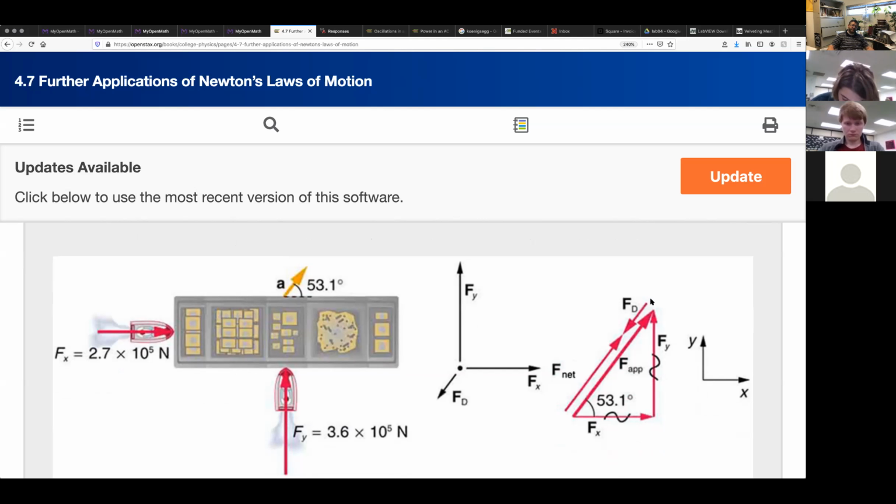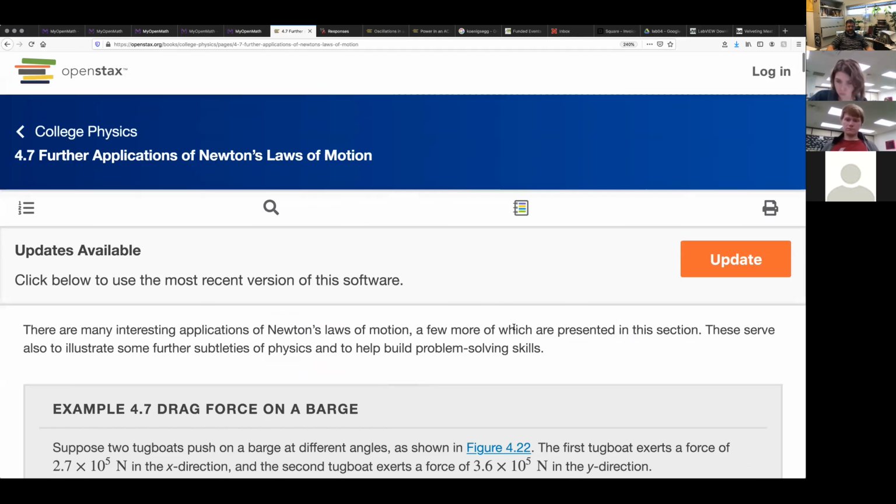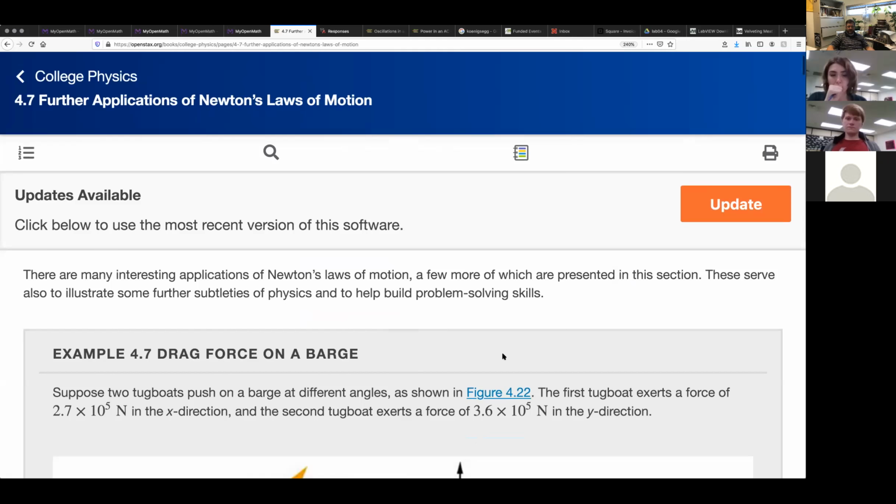And the drag force will always go in the opposite direction of the movement of the barge. So it's pointing exactly in the opposite direction of the force, which is the same direction as the acceleration. So they use the force vectors to solve for the angle here, it turns out, because they don't give you the angle.